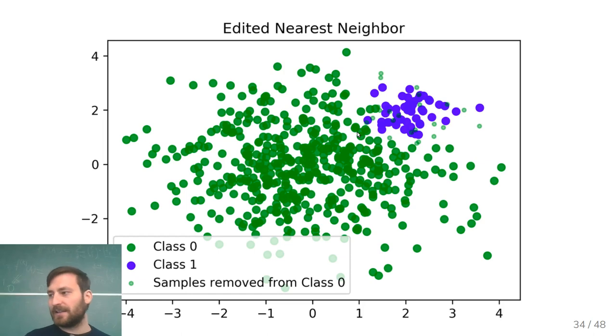So here I have a synthetic data set to show what's happening. Here green is the majority class, blue is the minority class, and the small green ones are all the ones that would be misclassified by a k-neighbors classifier with k equal to 3 or 5, I don't remember. And so basically these points will be removed. And the goal is that removing these points will probably increase recall of the minority class.